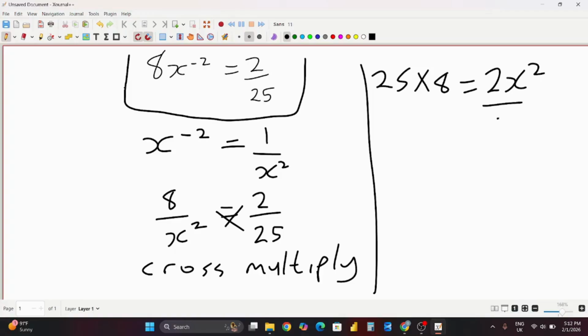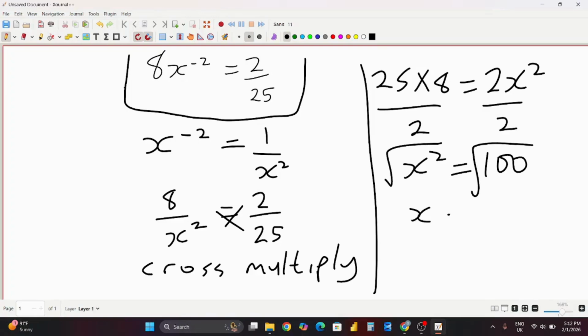So we divide both sides by 2, and x squared equals 100. So by the time you square root both sides, x will be equal to 10.